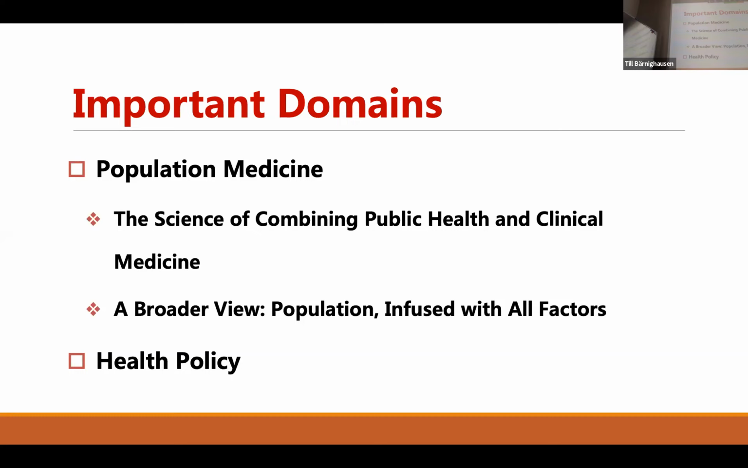There are two key ideas behind this concept of population medicine. The first idea is population medicine is the science of combining public health and clinical medicine. What does it mean? We know that public health focuses more on prevention and clinical medicine focuses more on treatment. Population medicine is actually combining prevention and treatment together because prevention and treatment cannot be separated.